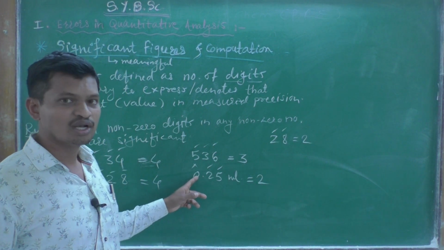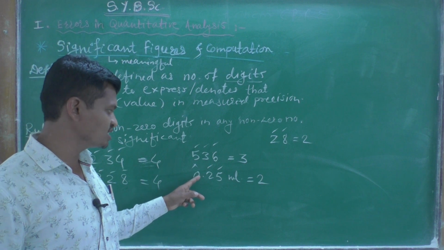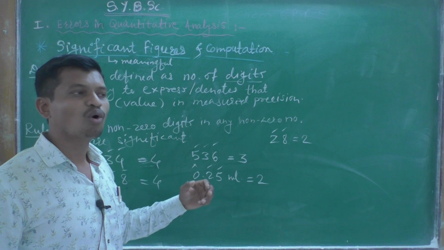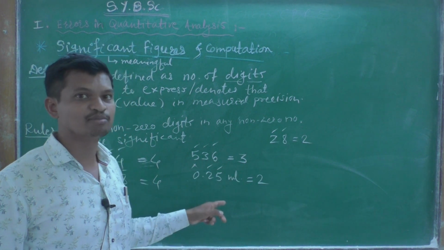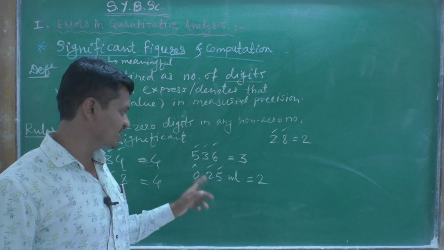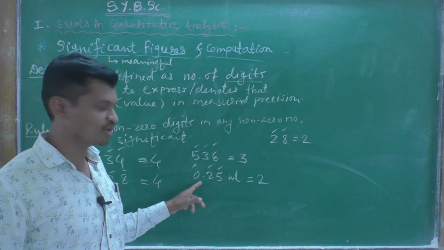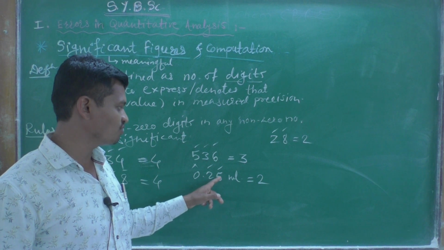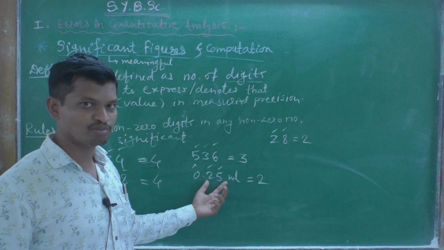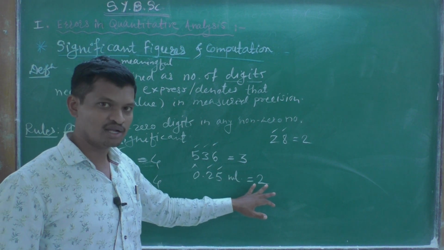This 0 is not significant because this 0 is used here only to denote, or only to express, the decimal point. So that's why this 0 is not significant. These 2 and 5 are two significant digits. So that's why the number of significant figures in this case is 2.